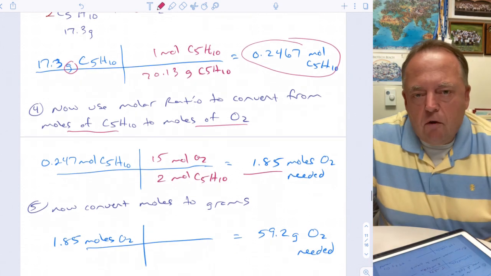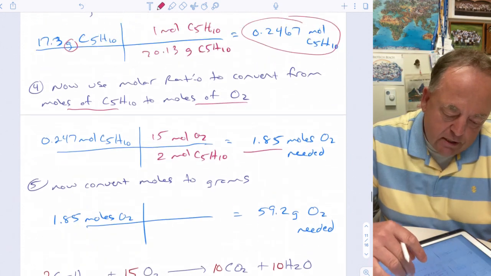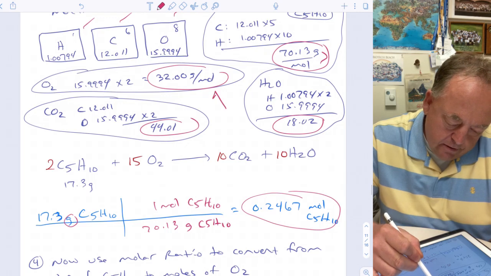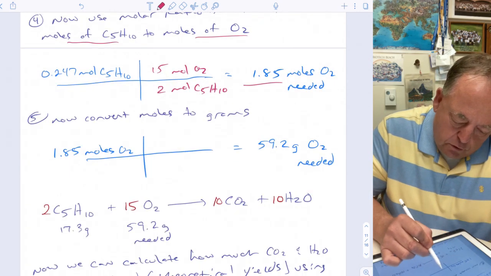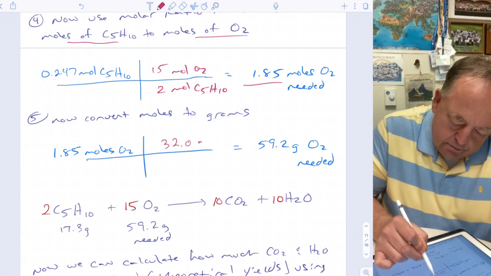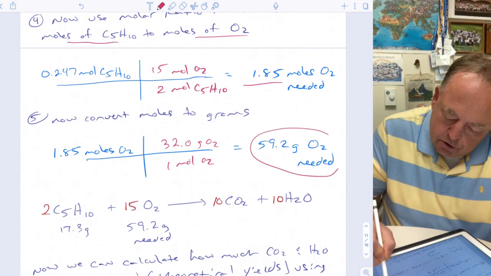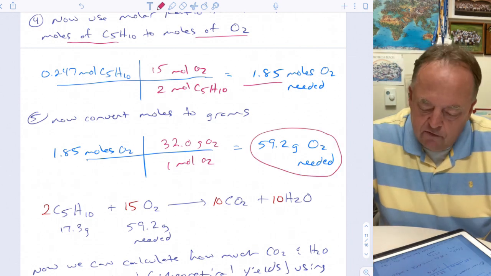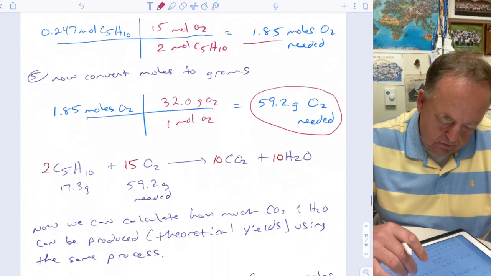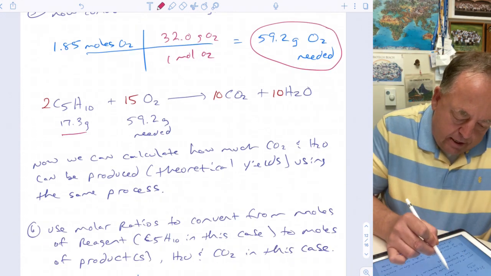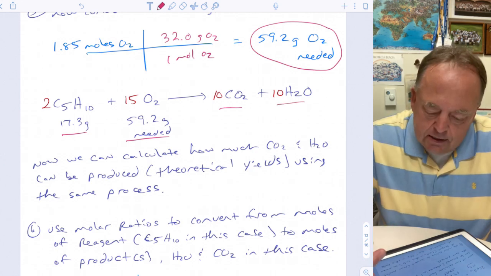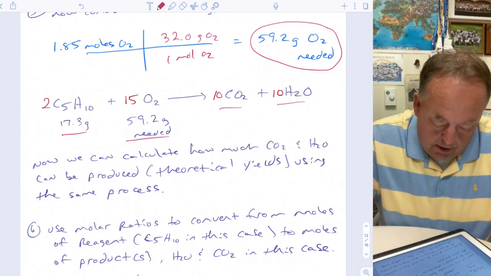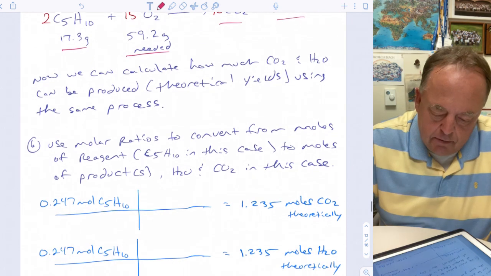Okay, so now we're going to convert back to grams. So use the molar mass of O2 that we calculated here. So 1.85 moles of O2, there's 32 grams of O2 in every 1 mole of O2. So you need 59.2 grams of O2 for this reaction. Okay, so now we've calculated how much O2 we need. Now we can calculate by the same process how much CO2 and H2O you can make. So that's going to be our theoretical yield.